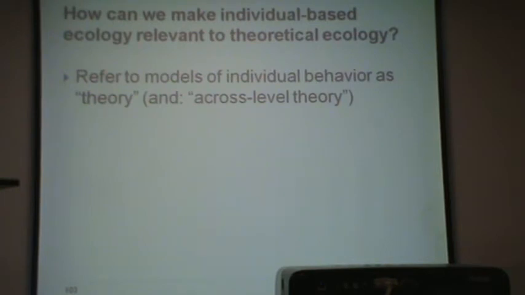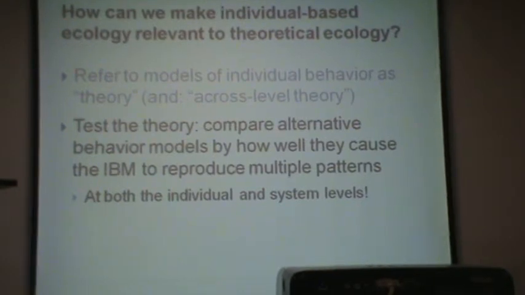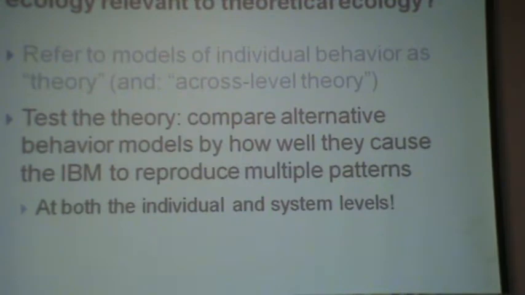So how can we do this? How can we push ecology in this direction? One thing is to refer to our models of individual behavior as theory, and maybe even as a cross-level theory, because it explains the interaction between individuals and populations. And we can test the theory with our pattern-oriented analysis approach, using patterns at both the individual and system levels.